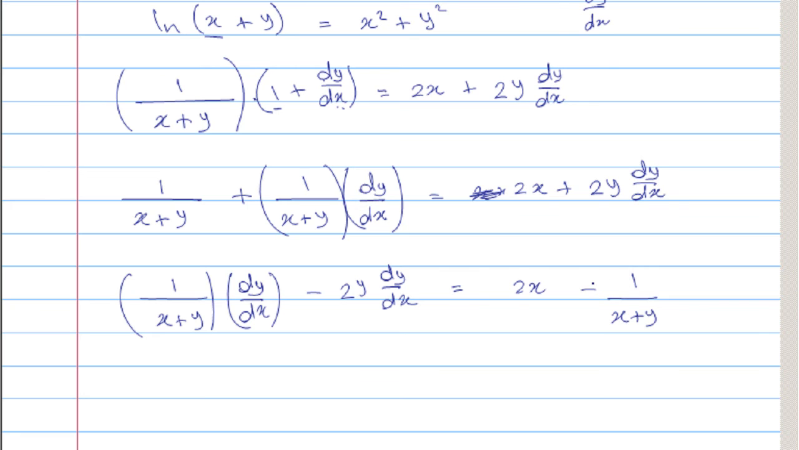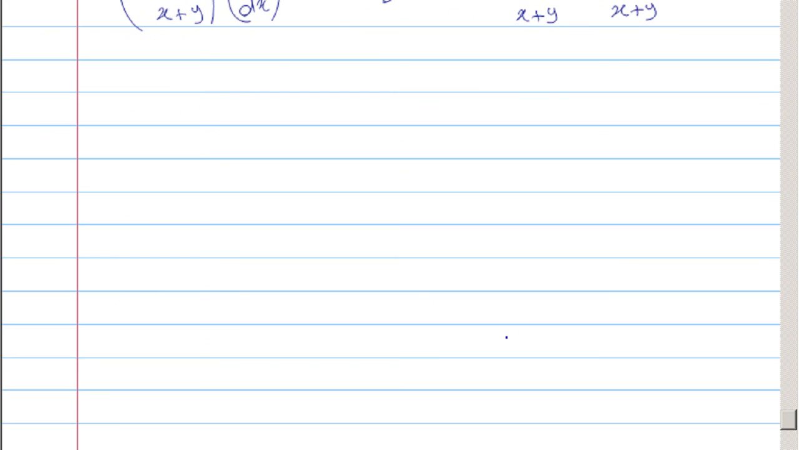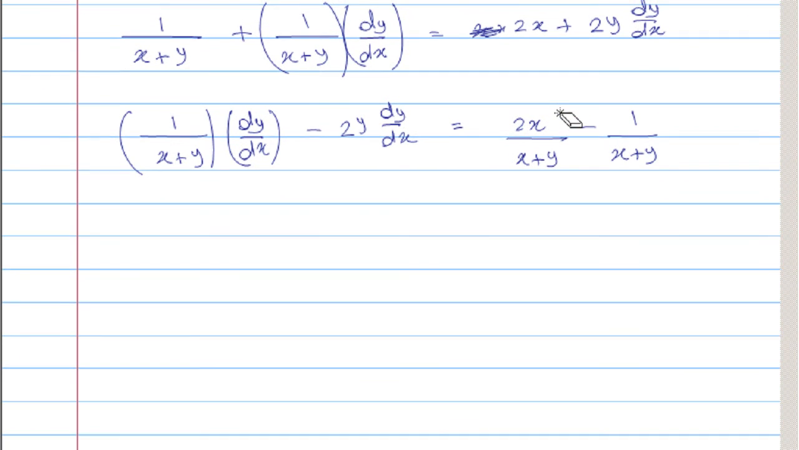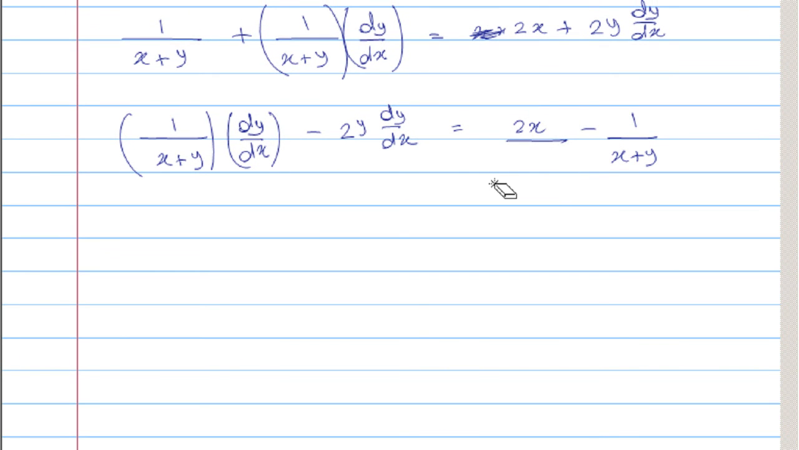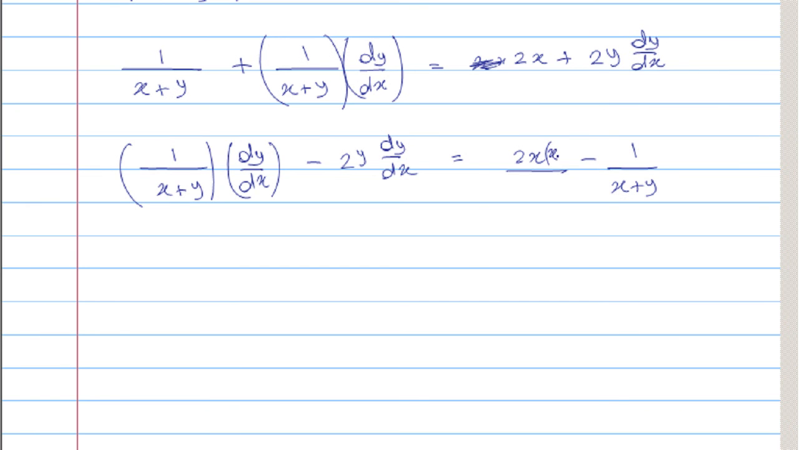And let's work on the right hand side term first. If I want to make x plus y the common denominator, I have to multiply this term by another x plus y. Oh no, that doesn't work, sorry. That should be 2x times (x plus y). That would be 2x times (x plus y) over (x plus y). So all I've done is multiply the numerator and the denominator by the (x plus y) term.